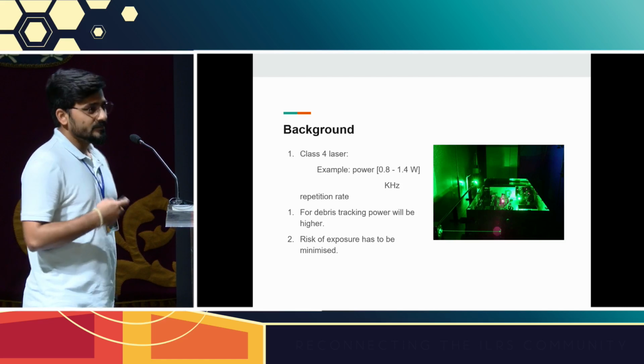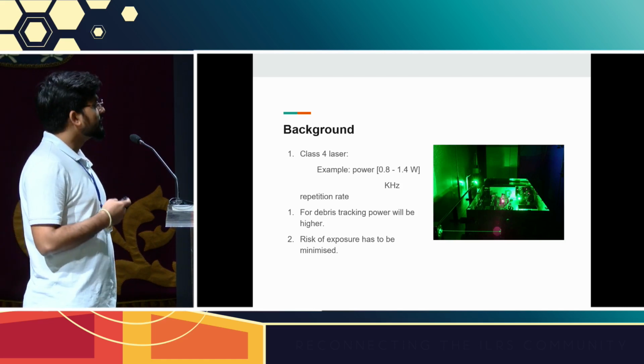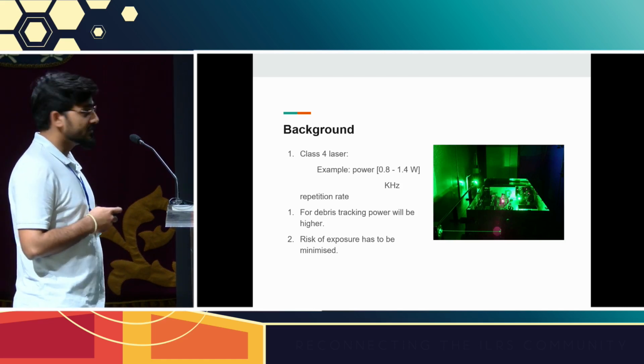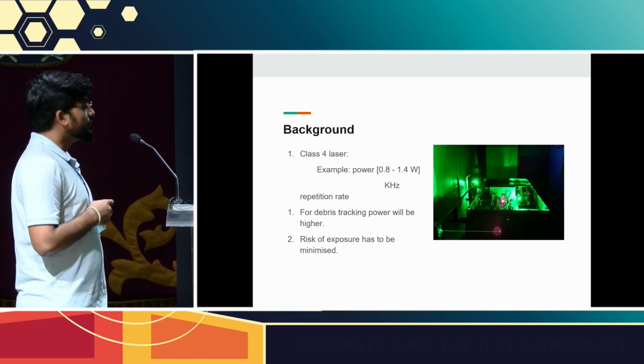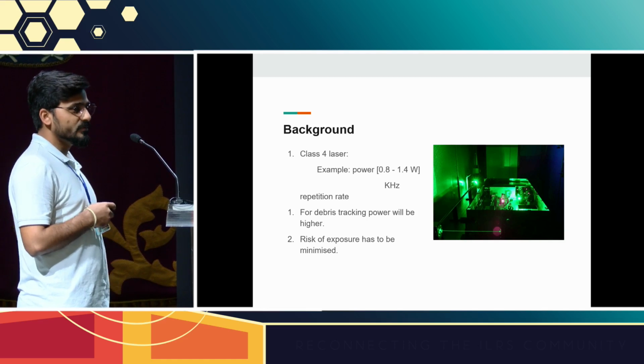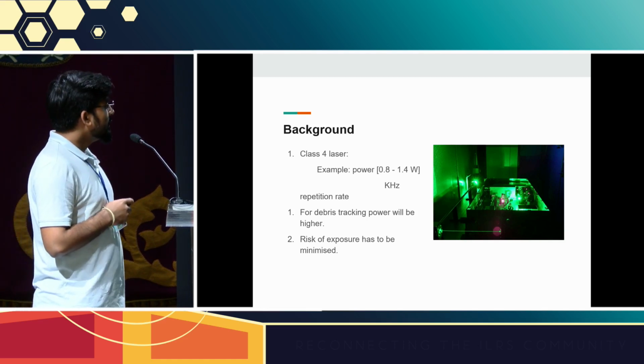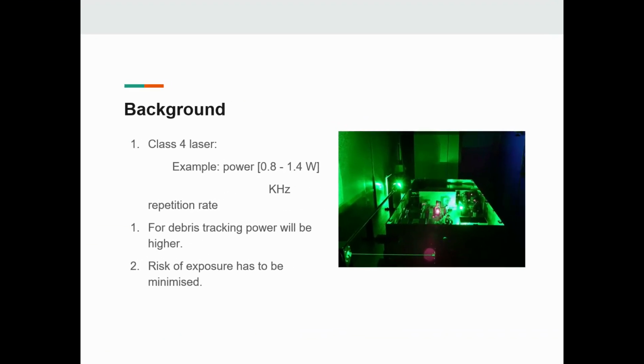So for background, for all the SLR observations, we use a class 4 laser, which has power between 0.8 to 1.4 watts. And especially if we do debris tracking, we need even more powerful lasers. So if we are going with a higher power laser, it is our duty to reduce the risk of exposure. And hence, we are working on this laser safety system.